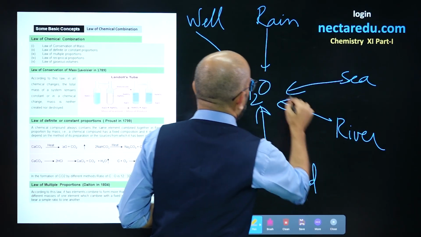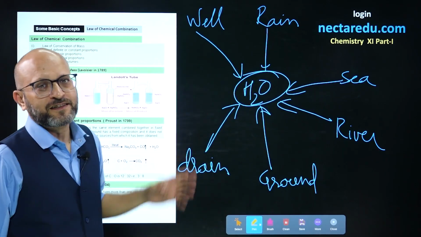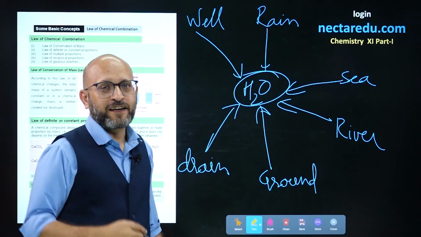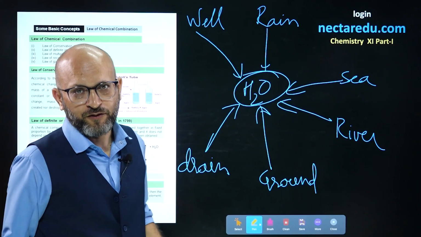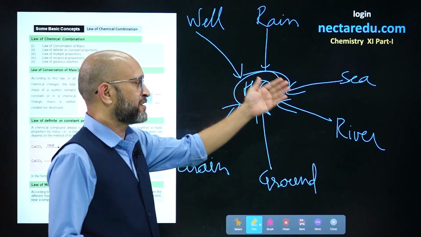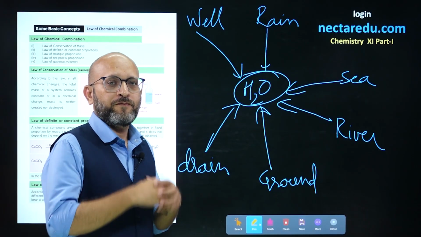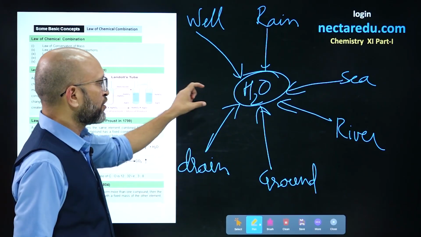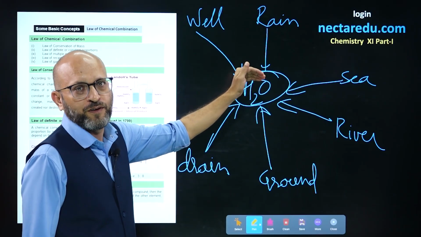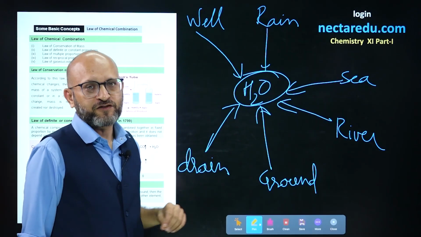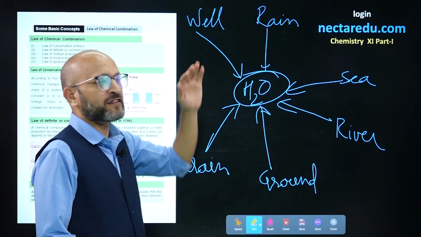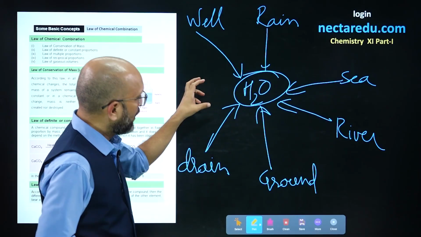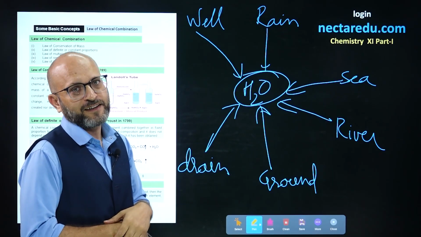What do you think? Will water from these different sources have the same formula or a different formula? I think you will agree with me. Whether you take water from rain, drain, sea, river, wherever you get water, the composition of water will be H2O. That means 2 parts by mass will be hydrogen and 16 parts by mass will be oxygen. So in total, the molecular mass of water will always be 18 units.